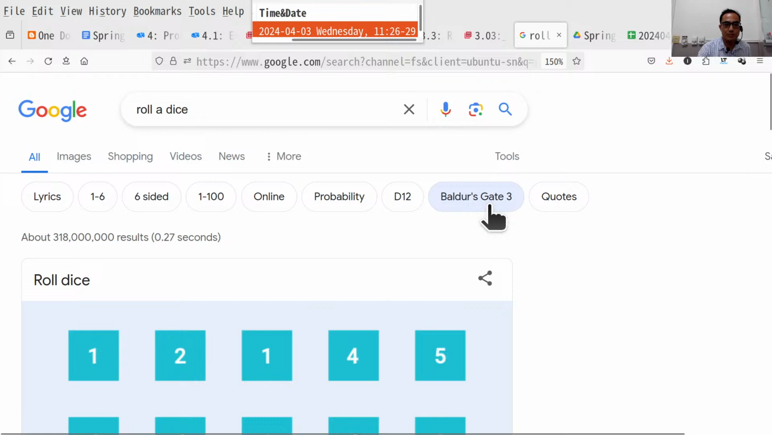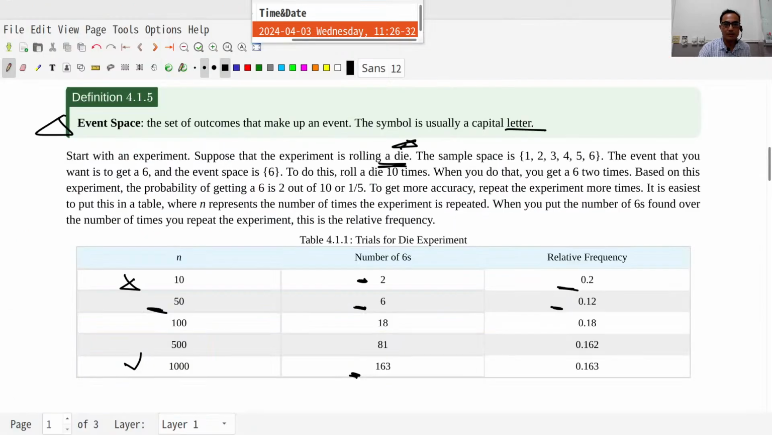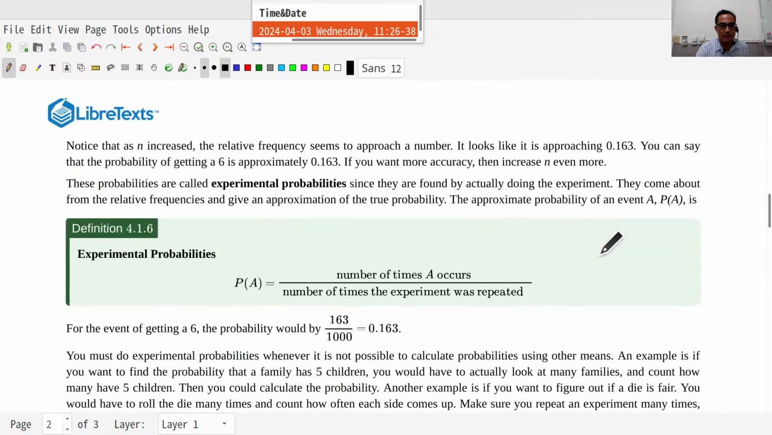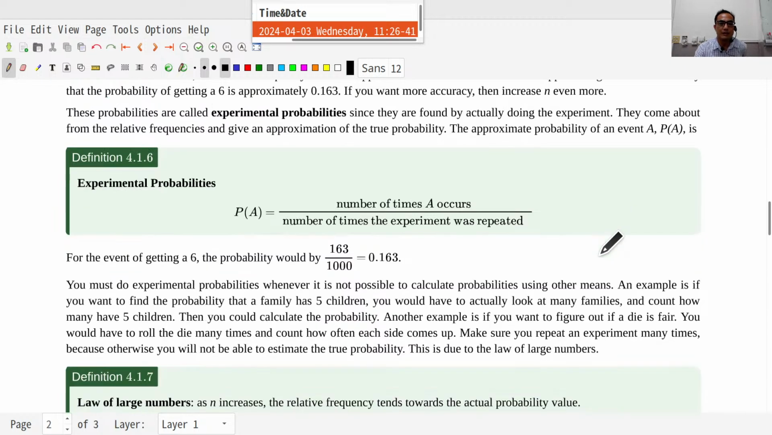Then come back to our textbook. Here, experimental probability: the function name P means the probability, and A is the number of times when A occurs, and the denominator is the number of times the experiment was repeated.